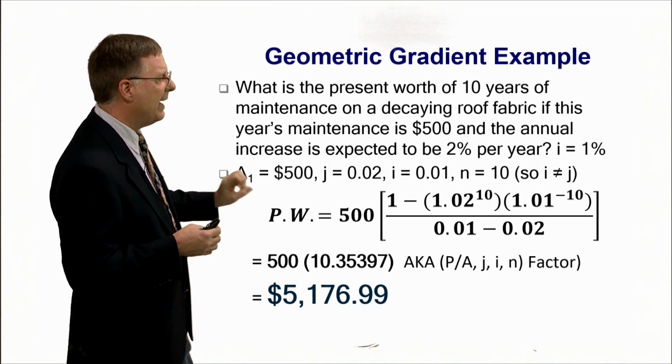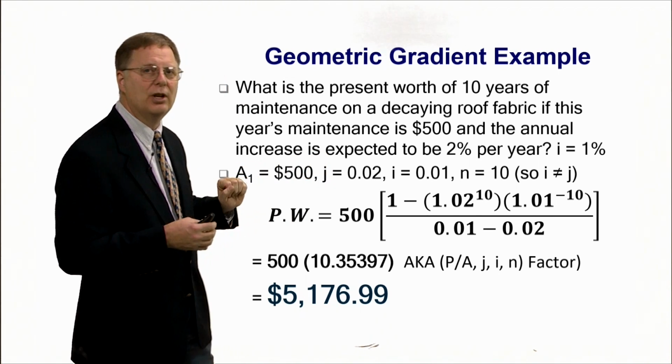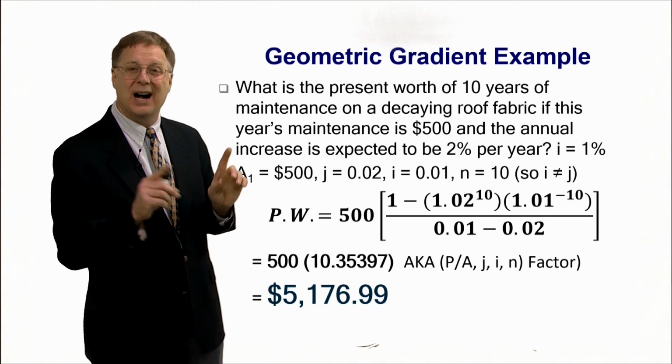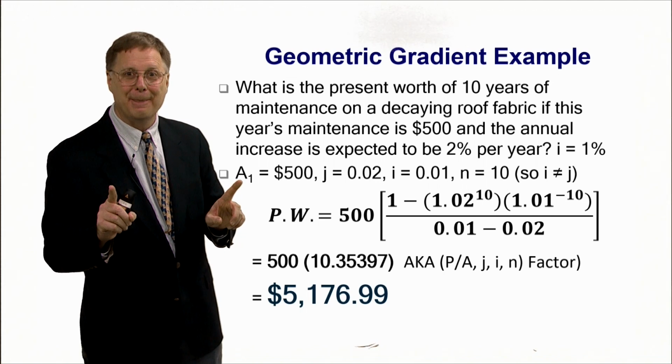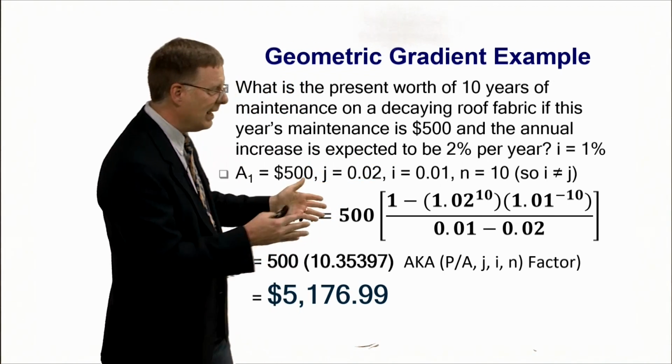We take the first annual amount to be $500. We know the increase is 0.02. We know the interest rate is 0.01. So I is not equal to J, right? And we got the N value equal to 10. Now we plug that into that equation.